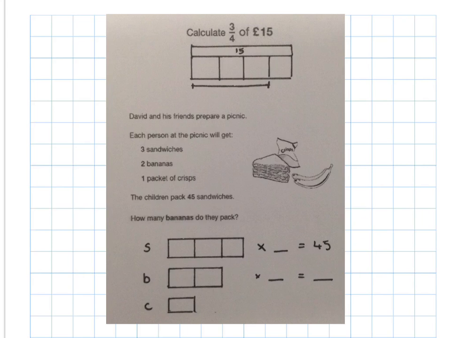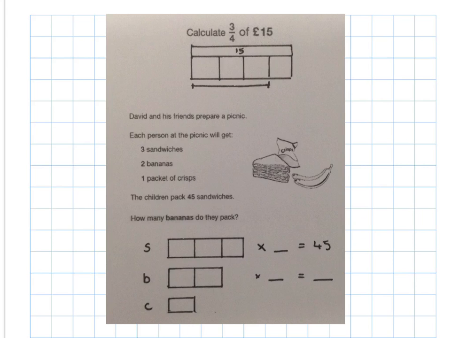Now it's very similar to some of the problems we've had before with the fruit and the oranges in the fruit salad. So if we look at this, we've got 3 bananas here, because that's each person. If we multiply it by a number, we'll have 45 sandwiches. We know that they've got 45 sandwiches with them.